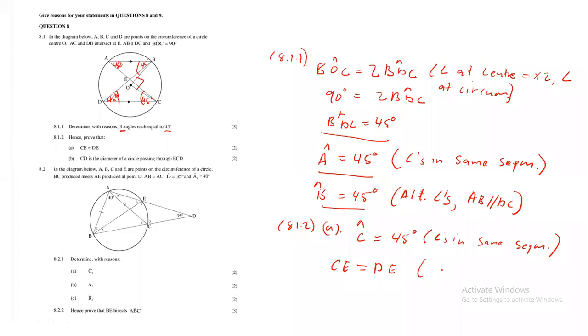Why did we say that? Because we proved that base equals base, because we have equal base angles. This is one of the reasons why we say CE is equal to DE. It's because of equal base angles. Or some I've seen they write isosceles triangle. Okay, so this is how we're going to solve number 8.1.2a, proving that CE is equal to DE.